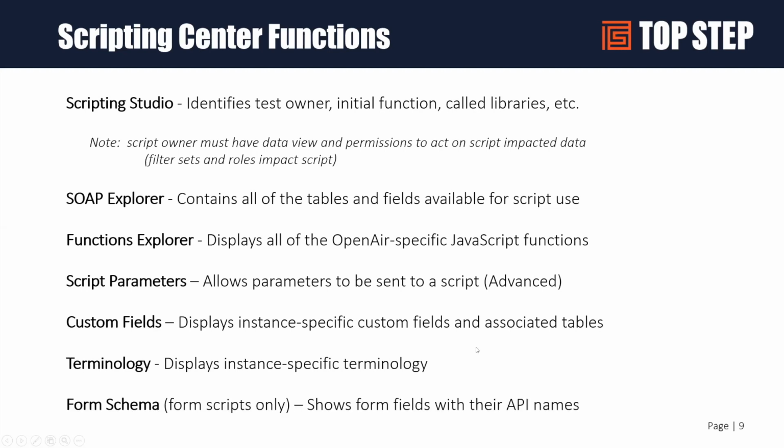And then there's the form schema. So this is only for form scripts only. And this shows you what the API names are of the forms. So just like the Function Explorer, you can go through, you can view what the form scripts are right then and there, and you can pull them right into your code. Makes it a little easier.